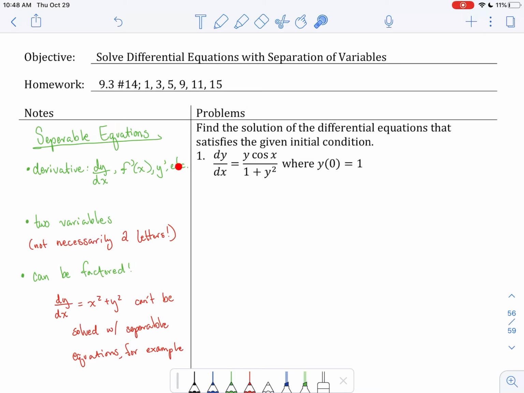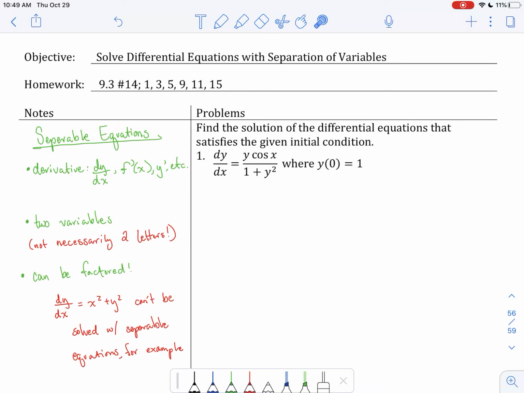So the requirements are that you have to have a term that is a derivative. So dy dx, f prime, y prime, however you're expressing the derivative. There have to be only two variables. Separable equations don't work with 3 or 4 variables. It's got to be just x and y, or sometimes it is like r and h if it's something about volumes of cylinders, things like that. And it's not necessarily 2 letters. Sometimes you'll have things that are constants. Obviously, if you have a k multiplier in there, something like that, you don't have to worry.